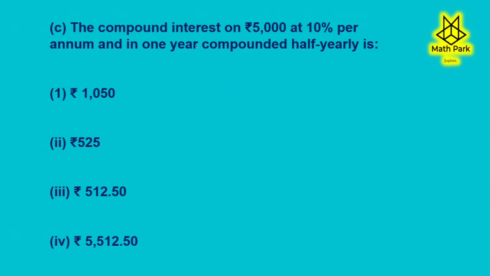C, the compound interest on rupees 5,000 at 10% per annum in 1 year compounded half yearly. So for half yearly we have the formula A is equal to P bracket 1 plus R upon 200 raised to 2n. So let us find the amount first. So A is equal to principal is 5,000. The rate of interest is 10%. So 1 plus 10 upon 200 raised to per annum for 1 year. So 2 times 1, here n is equal to 1. So 2 times 1, therefore it is 2.